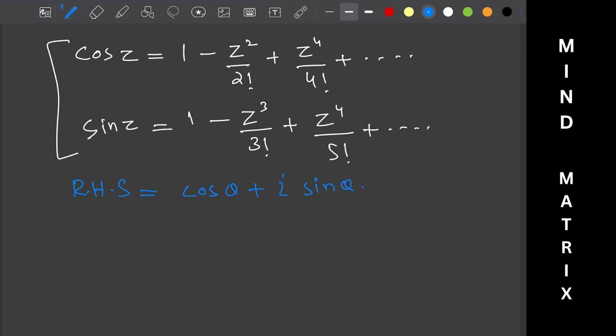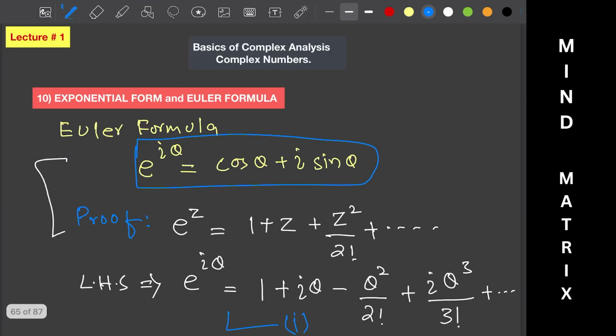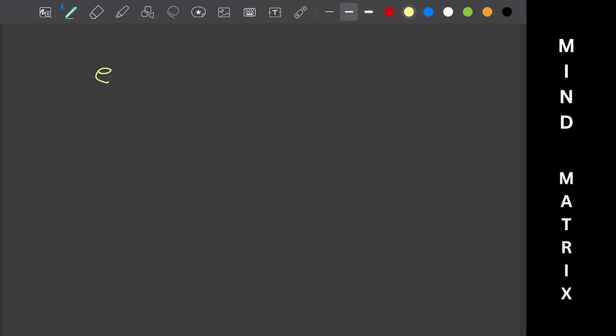When we put the values of cos z and sin z in this formula, we will find 1 plus iota theta minus theta square over 2 factorial, and we are not going to find the values of cos z and sin z in terms of z but in terms of theta. So we will have this result and so on. This is equation 2. Now by comparing 1 and 2, we have e power iota theta equals cos theta plus iota sin theta.